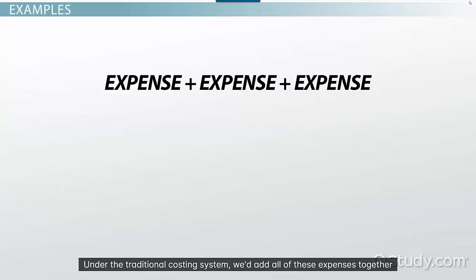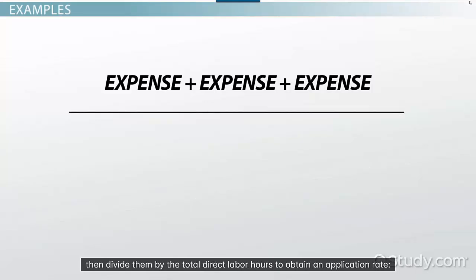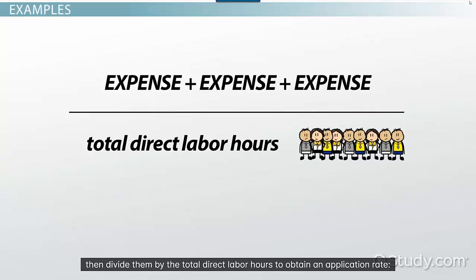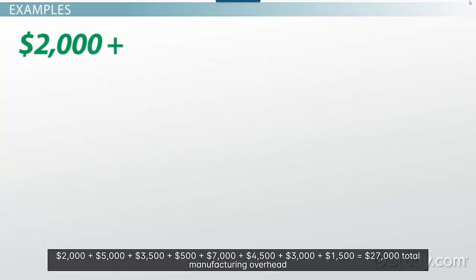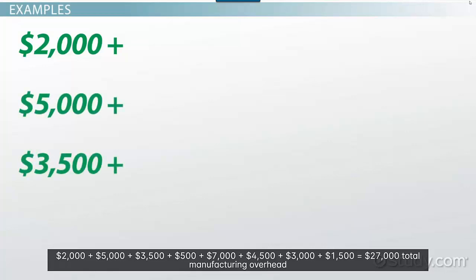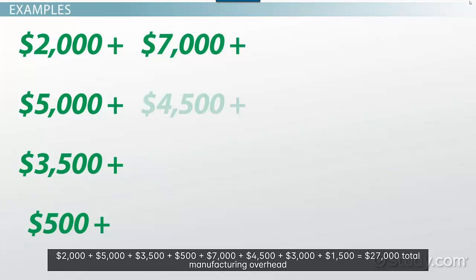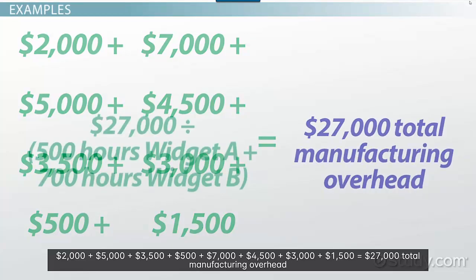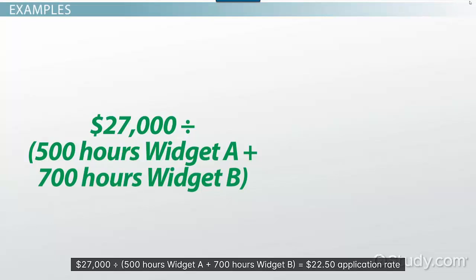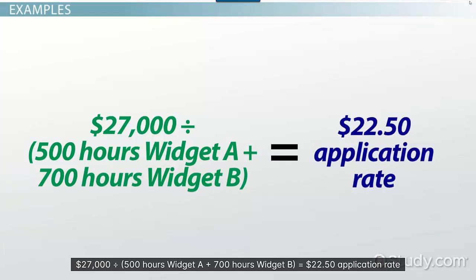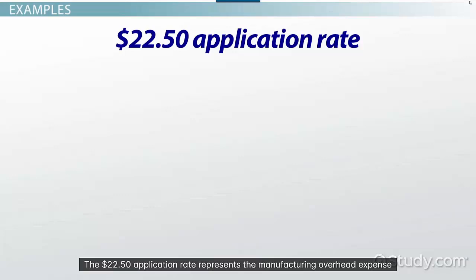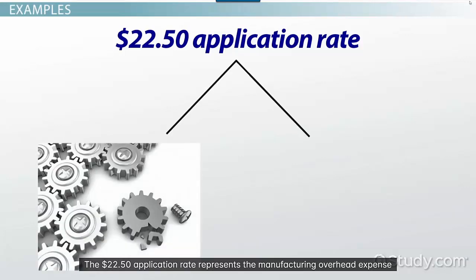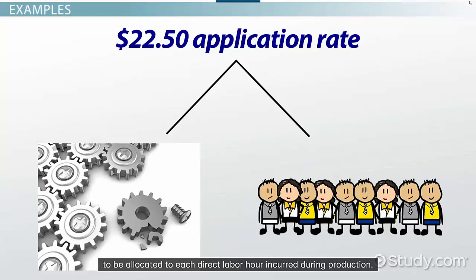Under the traditional costing system, we'd add all of these expenses together, then divide them by the total direct labor hours to obtain an application rate. $2,000 plus $5,000 plus $3,500 plus $500 plus $7,000 plus $4,500 plus $3,000 plus $1,500 equals $27,000 total manufacturing overhead. $27,000 divided by 500 hours widget A plus 700 hours widget B equals $22.50 application rate. The $22.50 application rate represents the manufacturing overhead expense to be allocated to each direct labor hour incurred during production.